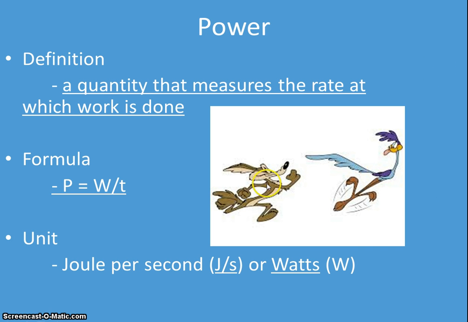If the Roadrunner and the Coyote go the same distance, they do the same work, right? The Roadrunner clearly gets there faster, so time is lower, so the Roadrunner must have more power. Roadrunner has to have power, and we measure power in watts.